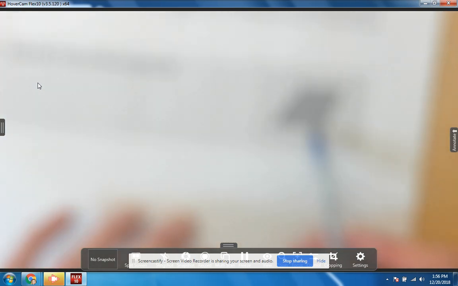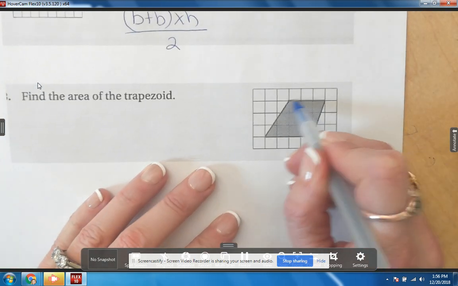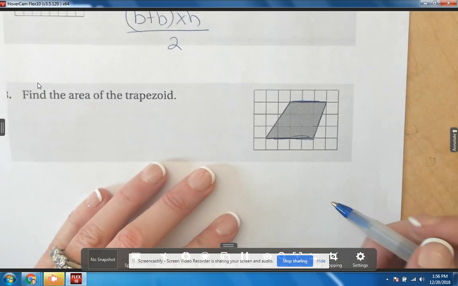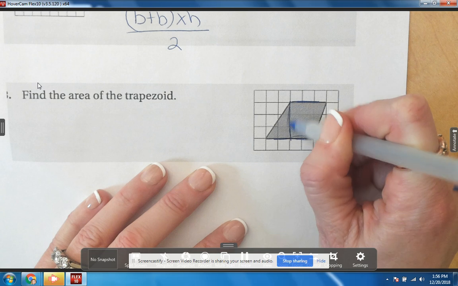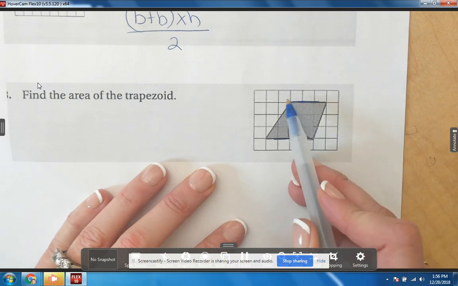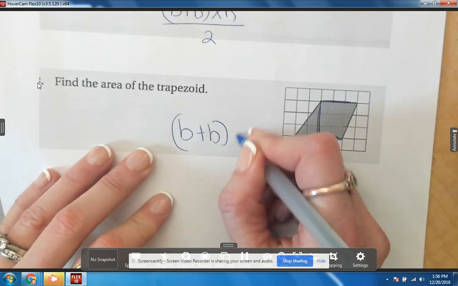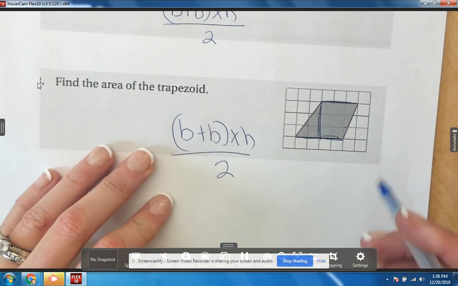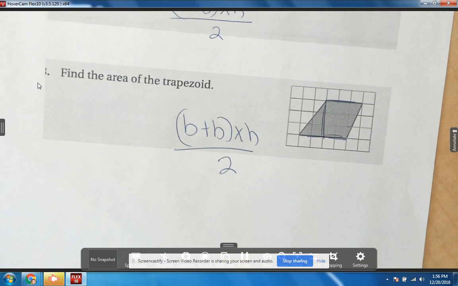When you're done, I want you to try this one as well. So same exact thing. So I would say that this is a base and this is a base because they are parallel. And then draw a straight line from the top base to the bottom base. You can just draw it there if you want. Figure out what your bases are. And again, base plus base times your height divided by 2. Remember, your height has to make that 90-degree angle. So see if you could try that last one, and then you are all set.